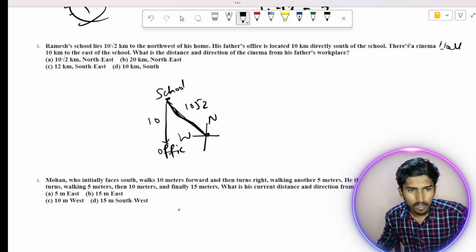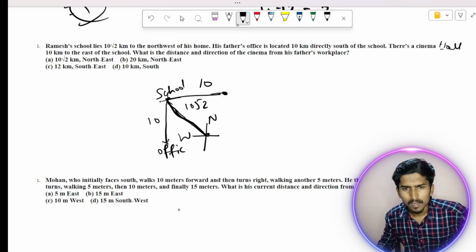There is a cinema hall 10 kilometers to the east of a school. It is school, means what is the east? This is the east. If this is 10 kilometers, here there is the cinema hall. Okay, fantastic. No problem. Let's go.